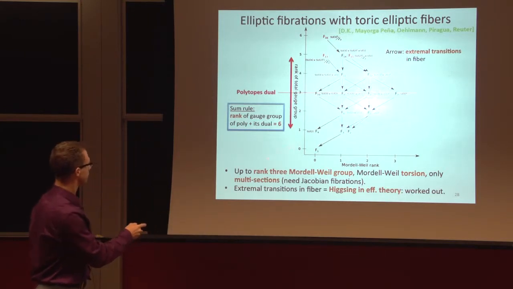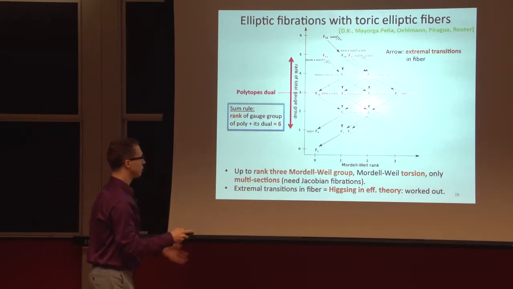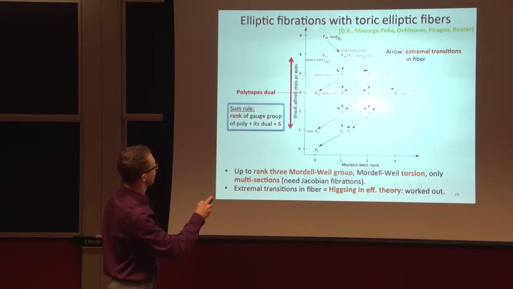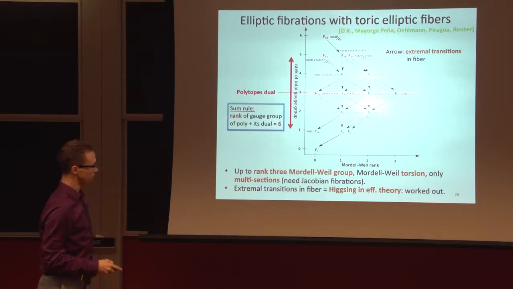And another thing is that all these polytopes here are connected by extremal transitions in the fiber, which means in the effective theory a Higgsing, and you can get all these theories by starting from these 3 red polytopes.